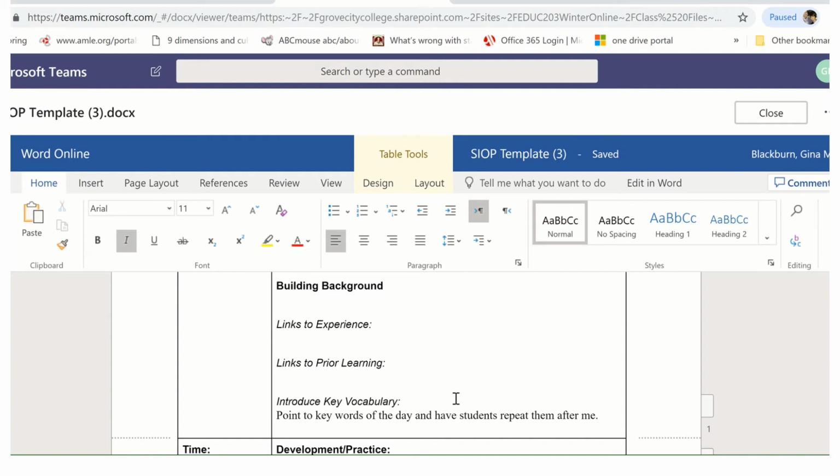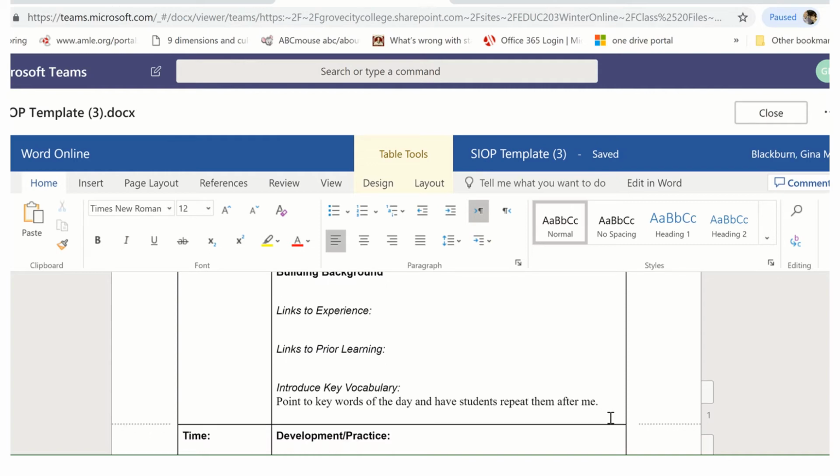So imagery, I would have them repeat the word imagery, rhyme, rhyme, so that my English learners aren't by themselves having to repeat it. I have the whole class repeat it so that they get an opportunity to articulate that new word that's maybe new to them in English.